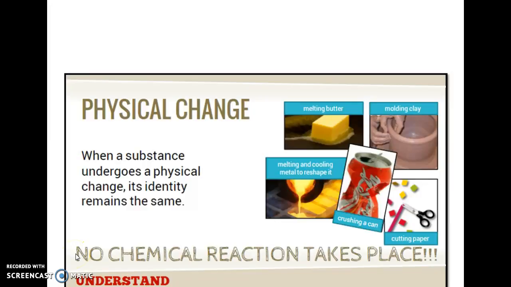So just to recap from the video, when a substance undergoes a physical change, its identity remains the same. So you're not changing physically what it is, you're just kind of changing the state that it's in. Some examples would include melting butter, molding clay, melting and cooling a metal to reshape it, crushing a can, cutting paper. You're not actually changing chemically what the substance is, you're just changing something about it.